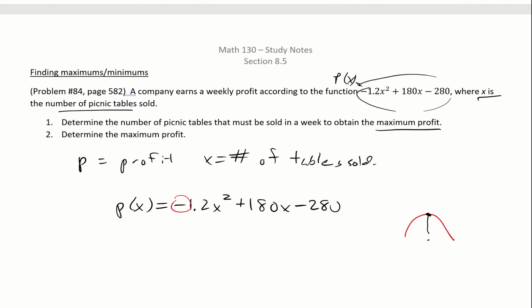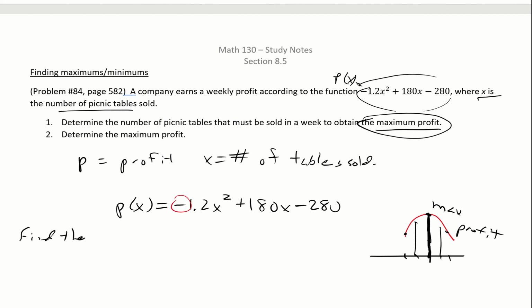The vertex is where the max profit occurs. No matter how many other picnic tables you sell, the profit is smaller. This is the magic number where you have the max profit. So what do I do to solve this? Find the vertex. Whenever you see max or min in this chapter, you have to find the vertex.